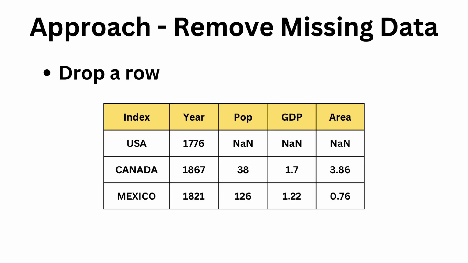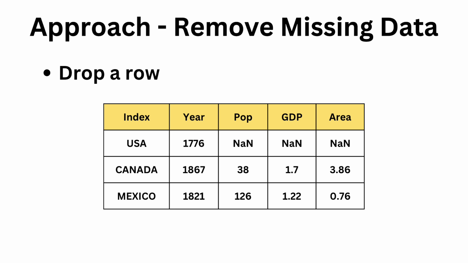So I want to talk a little more about dropping a row versus dropping a column or feature. So when should we think about dropping a row? Here we can see we have these countries. Each country is a row, and then we have features of that country, such as the year, population, GDP, and area. And in this particular situation, it probably makes sense to drop a row when a lot of information about that particular row is missing.